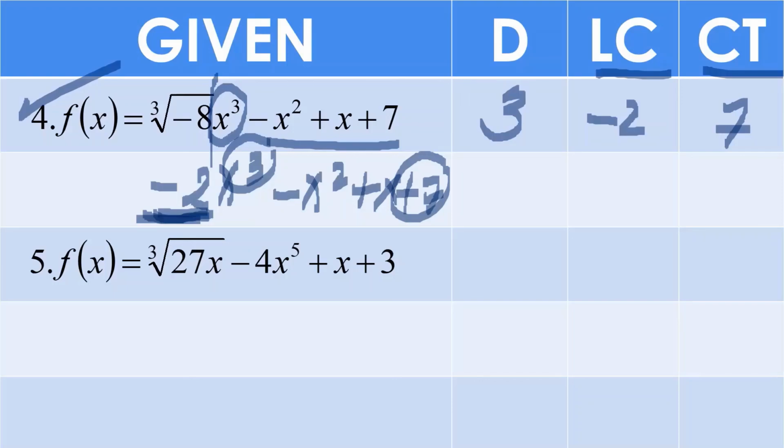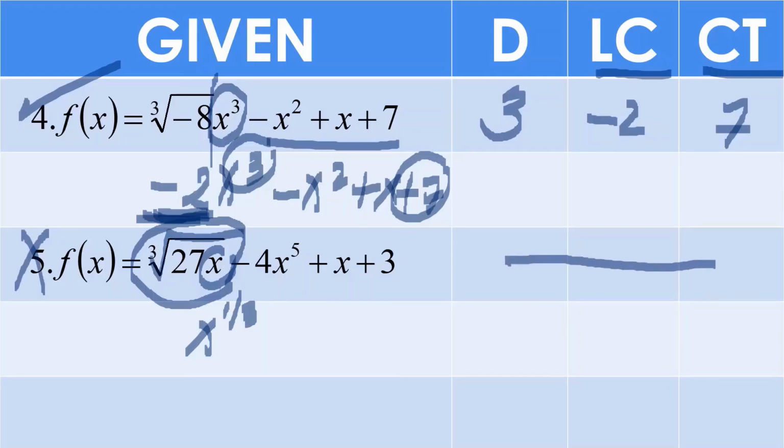Next, number 5. Looking at this part, unlike number 4, here x is inside, x is included in the radical sign. So therefore, we'll have x raised to 1/3 here, which is a fraction. Therefore, number 5 is not a polynomial. So no need for us to look for the degree, leading coefficient, and constant term because this is not a polynomial.